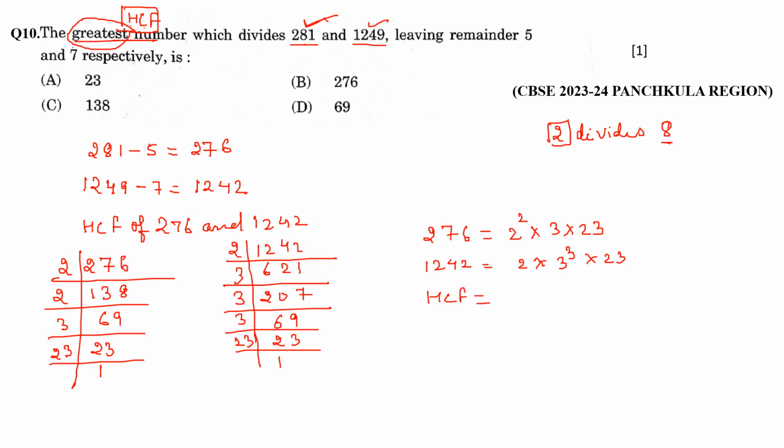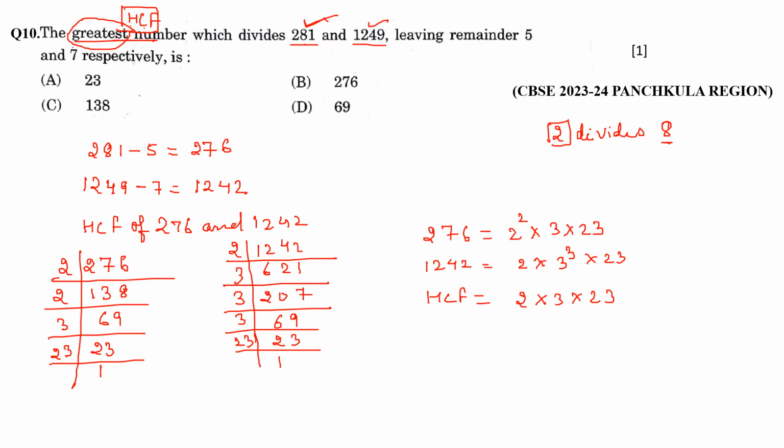Now when you say HCF, what does it mean? You have to find the common prime factor, the lowest power of the common prime factor. Now first of all find out what are the common factors. So you can see 2 is a common factor, 3 is a common factor, and 23 is a common factor.